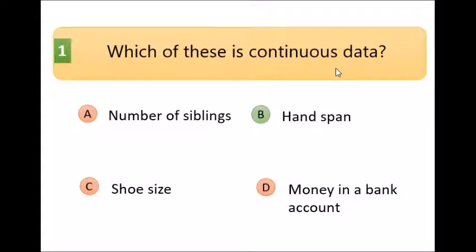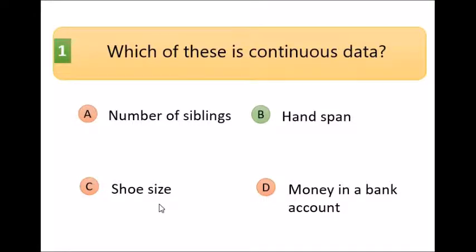Continuous data has to have a numerical value where any value is possible. Any decimal is possible. Money in a bank account, that's not possible. Number of siblings is clearly not continuous, it's discrete because we can only have whole numbers of siblings. And shoe size, even though we can have halves and things like that, I'd say that's categorical because the shoe size changes when it gets to a certain value. It goes back down to smaller numbers when you get to adult sizes.